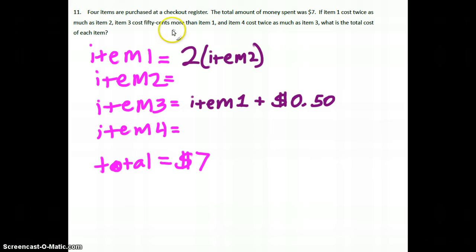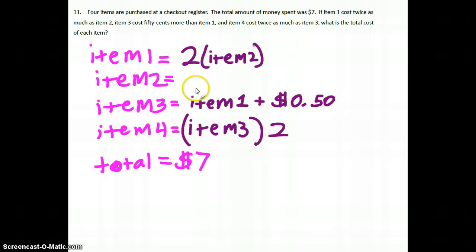And then it says right here after that that item 4 cost twice as much as item 3. So I take item 3, and it says that item 4 costs twice as much as item 3. So we multiply item 3 times 2 to get what item 4 is. And then it says, what is the total cost of each item?